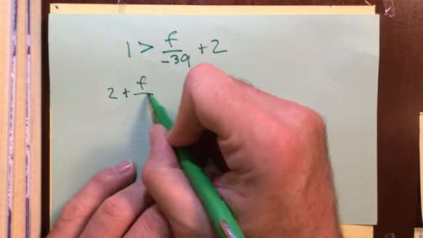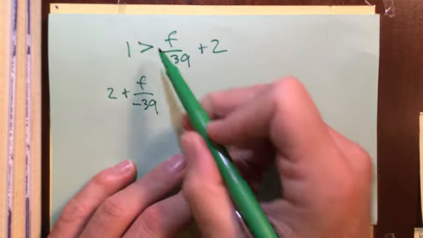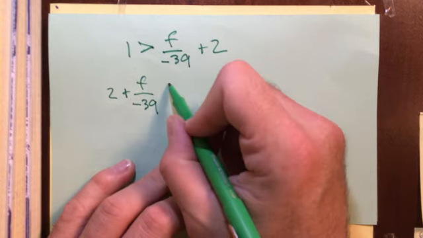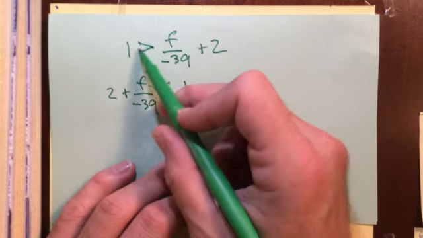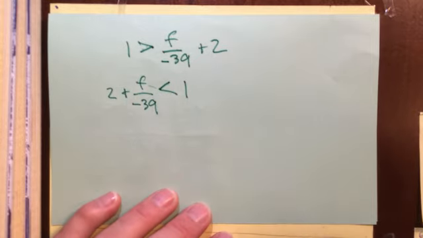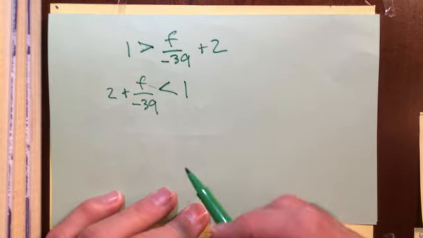And then f over negative 39. But see, the point is near the f, okay? And then the 1's on this side. The mouth's facing the 1. Okay, so now I flipped it, and when I move everything, I'll have f on the correct side.